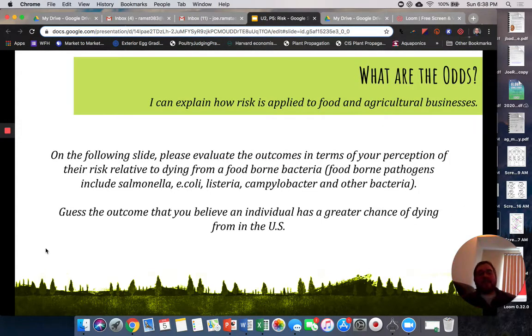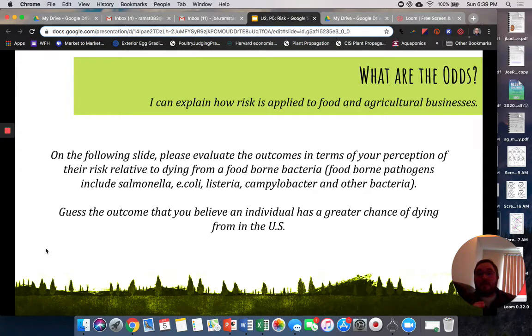So on the next slide, I have a variety of different outcomes or events that could happen, and it's something versus contracting a foodborne illness. So it could be about a motorcycle accident or an airplane crash or hypothermia. There's 10 different options compared to a foodborne illness or foodborne bacteria. And we're comparing this in terms of death.